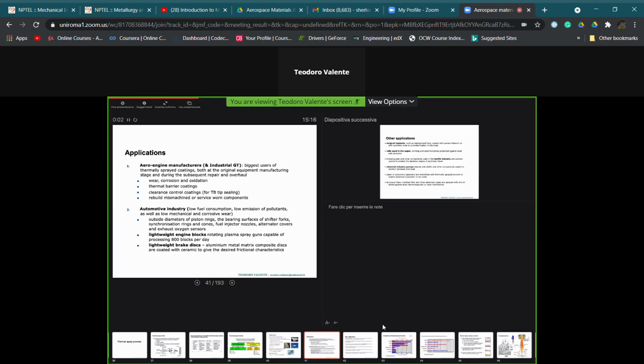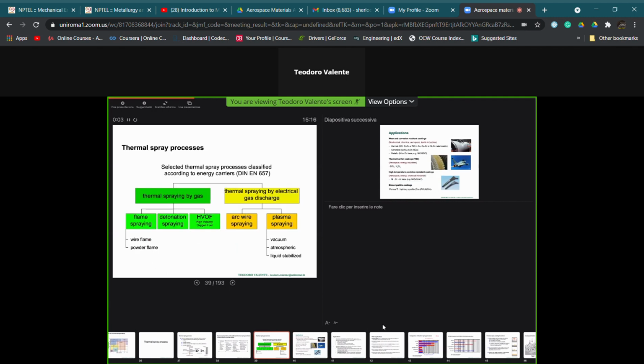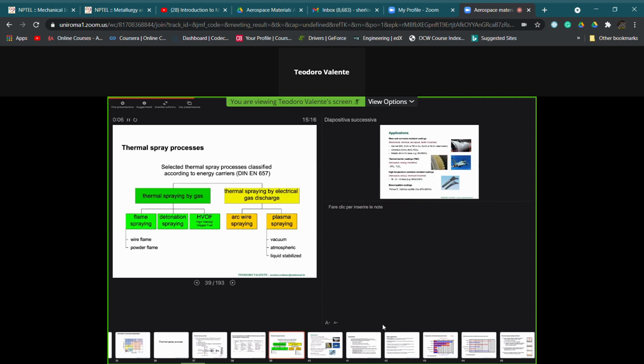Can you see now the slides which are going to modify? Yes, Professor, they are changing.